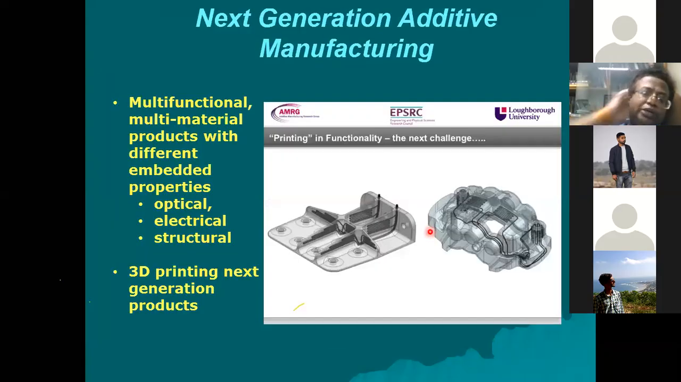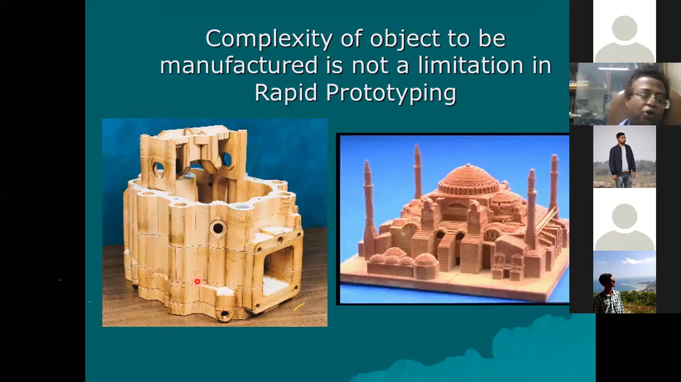So what do we see? The next generation additive manufacturing is something where you can make smart components which are embedded with certain kinds of sensors. So they will tell you about their health. So that is the idea about the next generation of 3D printing. I will stop my lecture here with a note that the geometrical complexity of any object, maybe metallic, maybe plastic, is not a limitation in 3D printing.